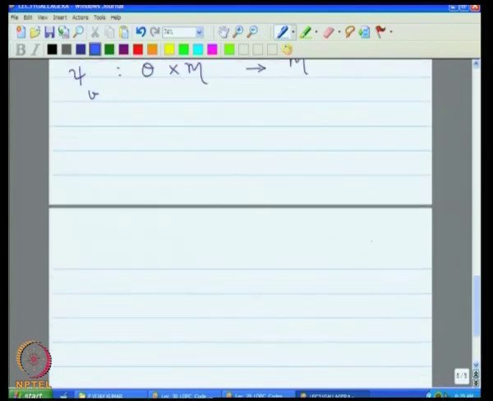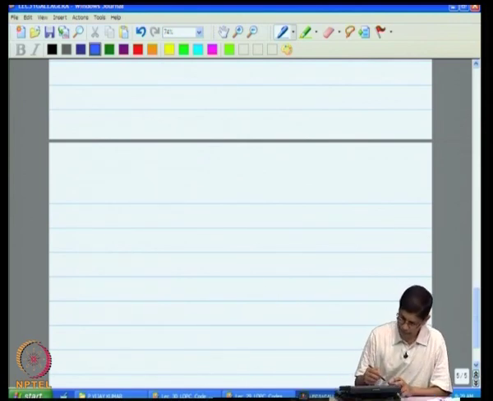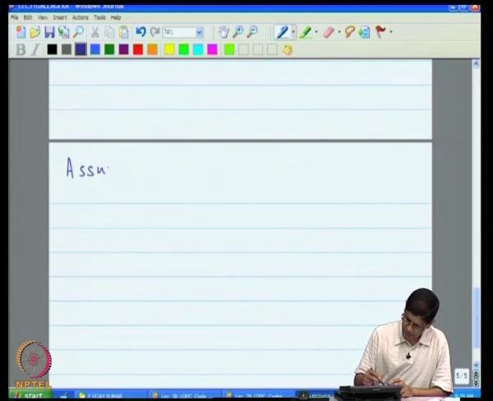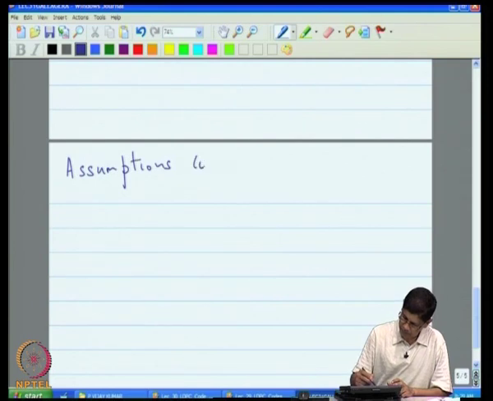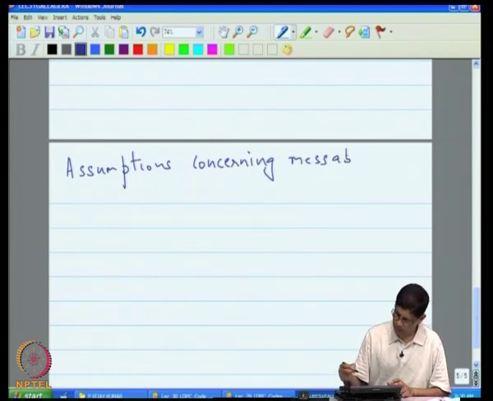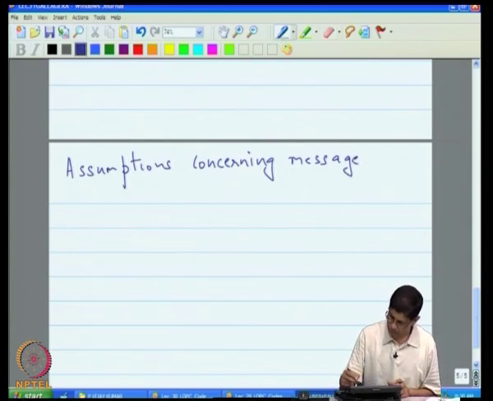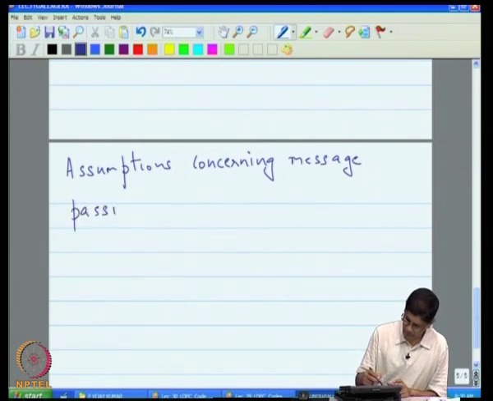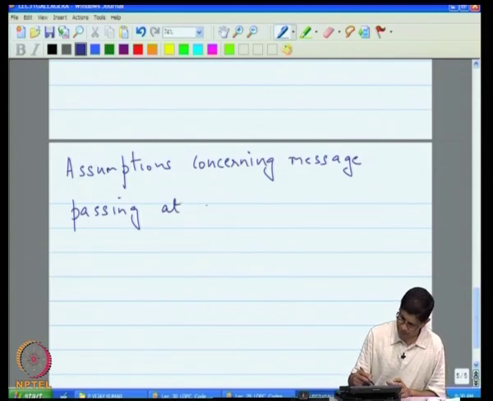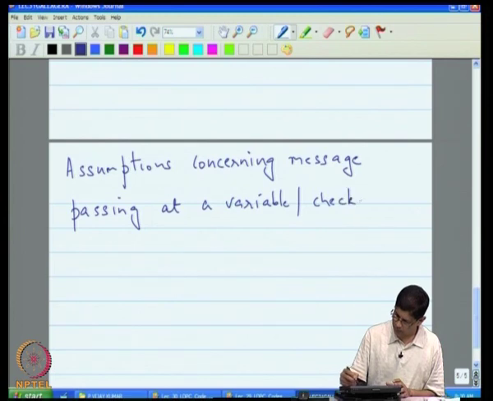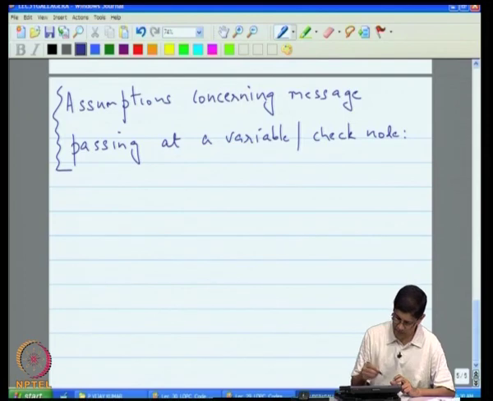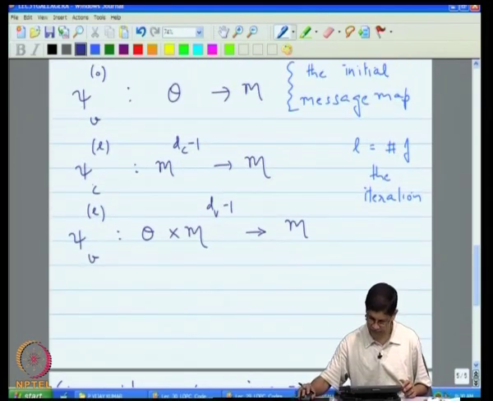Regarding these messages, we will make certain assumptions. So, assumptions concerning message passing at a variable or check node. So, we will write these down in terms of the same notation that we have introduced here earlier.